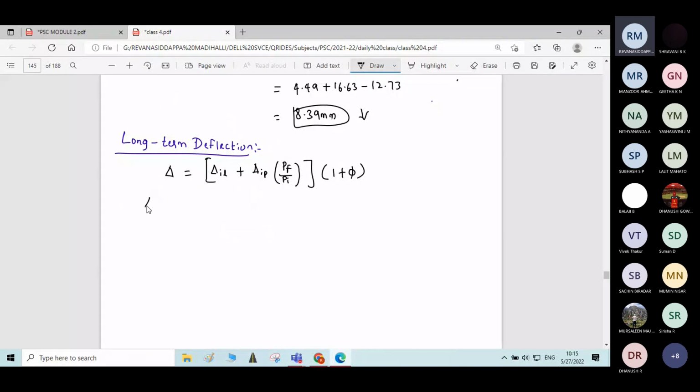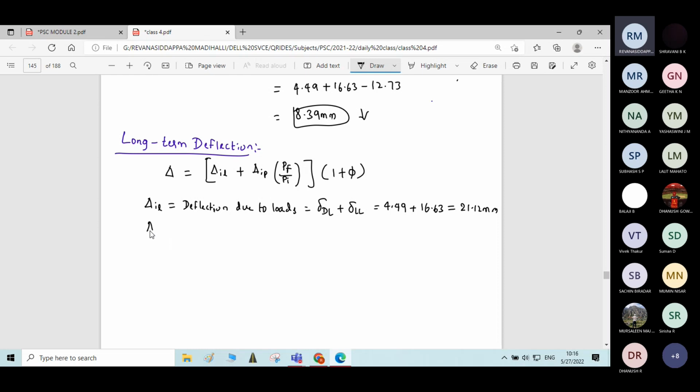Where delta IL is what? It is deflection due to loads, nothing but deflection due to dead load and live load. Deflection due to dead load is 4.49 and deflection due to live load is 16.63. So you will get the answer as 21.12 mm.